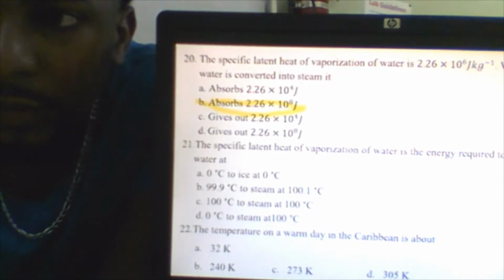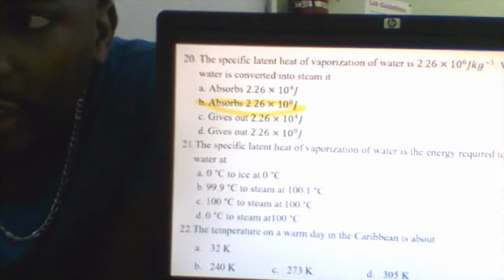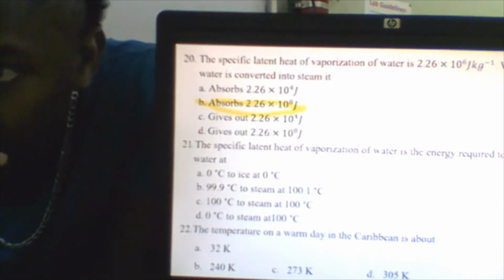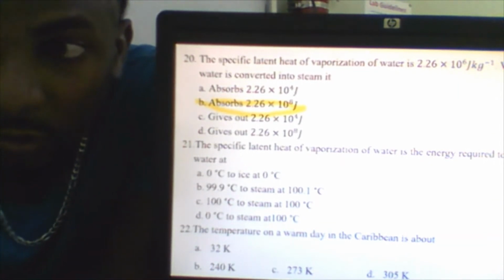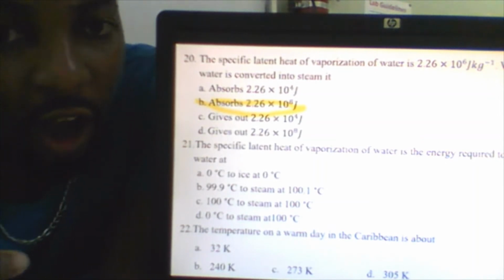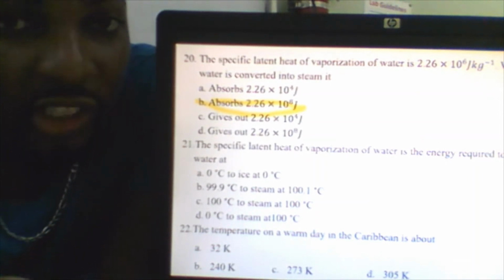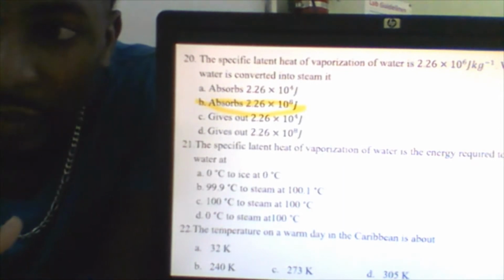B. Good. 21. The specific latent heat of vaporization of water is the energy required to change 1 kilogram of water at... we have A, B, C, or D. Now, as I mentioned, that specific latent heat of vaporization is changing water to steam, and that change occurs at a constant temperature. When there's a change in state, there is no change in temperature. Whenever there's a change in temperature, there is no change in state. Good?